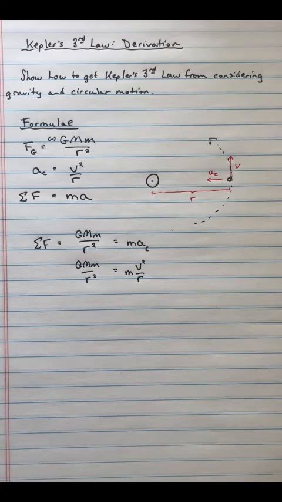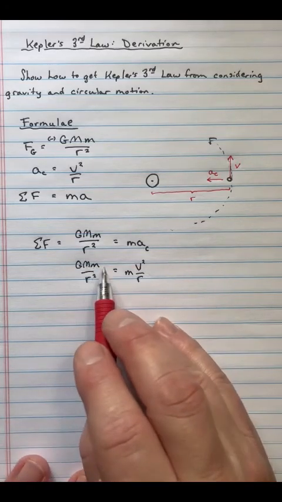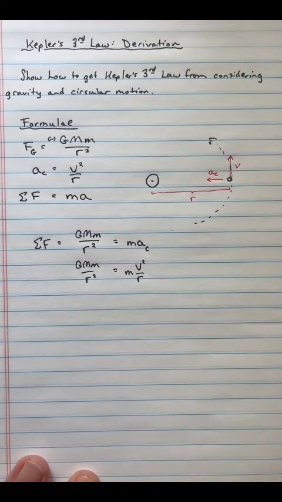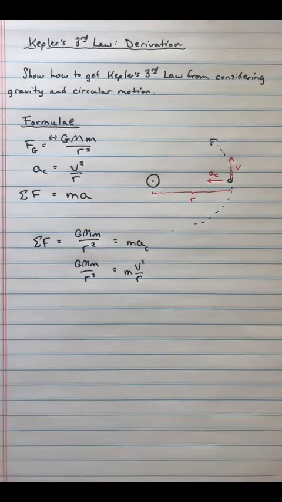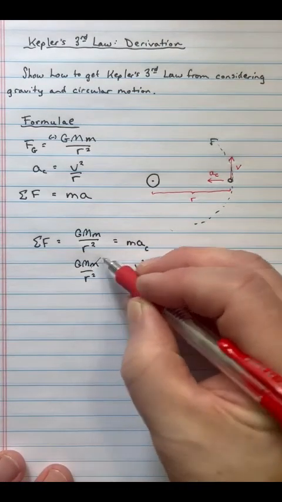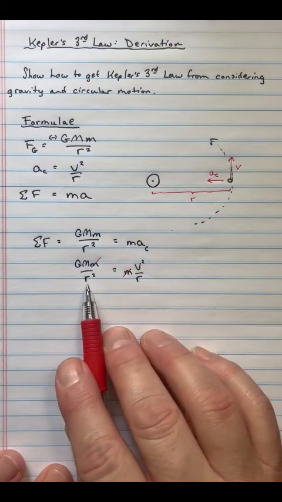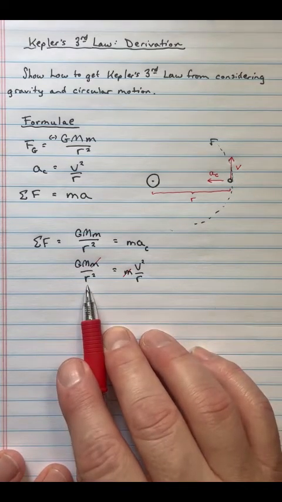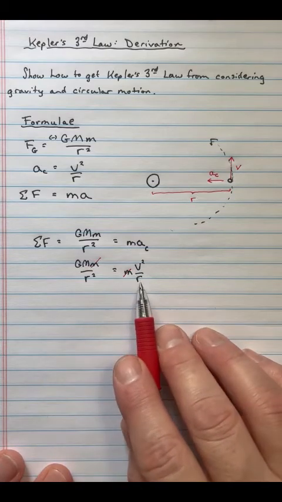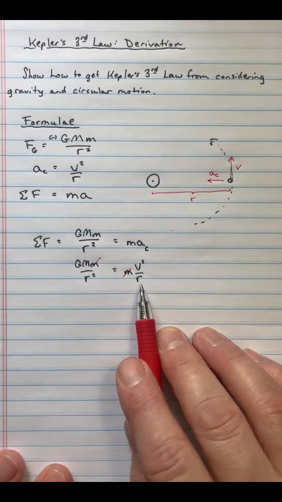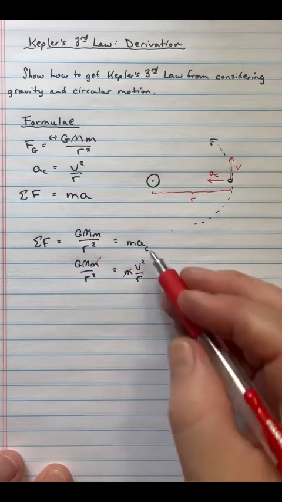Now, if you look carefully, you can see that several things are common. So little m shows up on both sides, which means I could divide both sides by little m, and it cancels. So I can get rid of it. Notice that there's two r squareds in the denominator here, and one r in the bottom here.